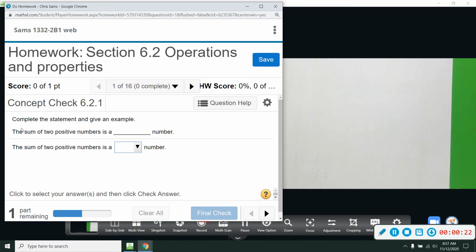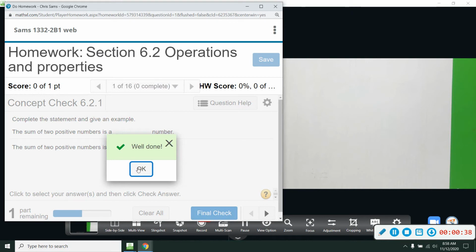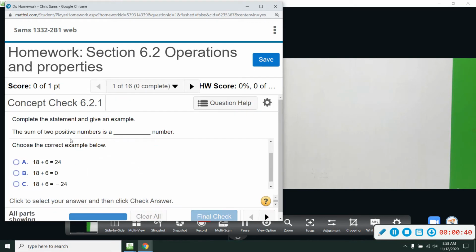So the sum indicates we're adding. The sum of two positive numbers is a blank number. So if both numbers are positive, when you add them, the sum should be positive. And then we want to choose the one that's the correct example.